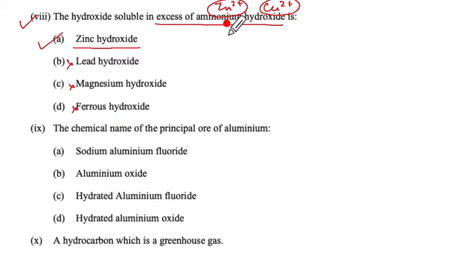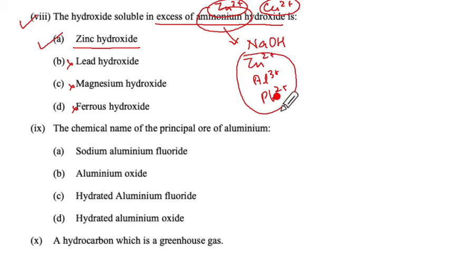Now supposing it was not ammonium hydroxide but, let us say, sodium hydroxide, then in sodium hydroxide, Zn, Al and Pb are soluble in excess. In that case they would have given you zinc or lead, but not both of these. For ammonium hydroxide, zinc hydroxide is soluble in excess, forming a tetraamine compound which is soluble.